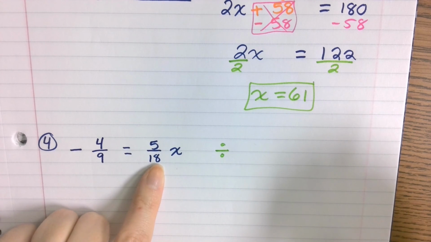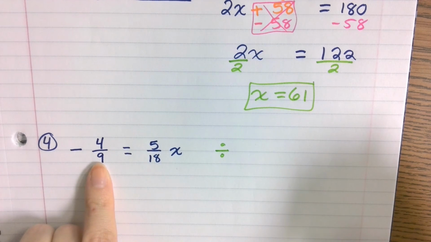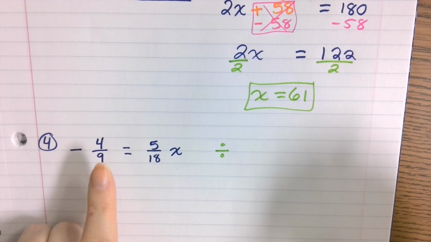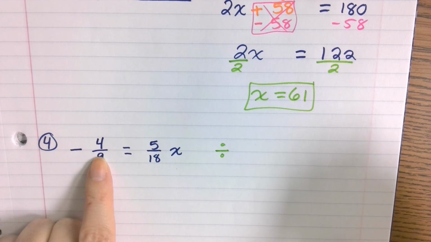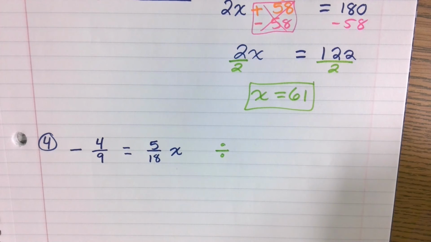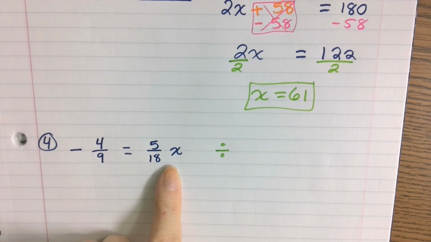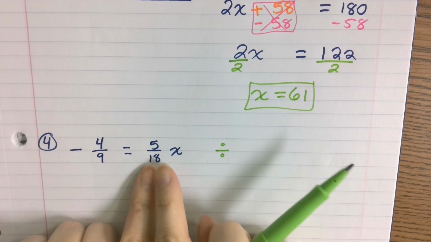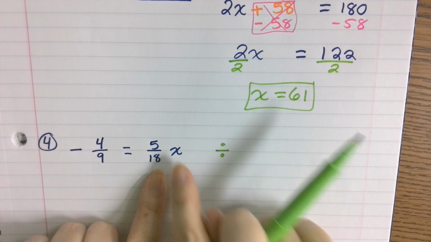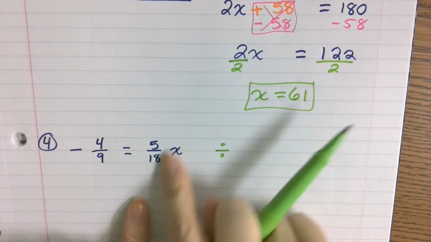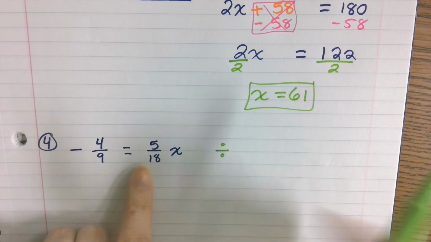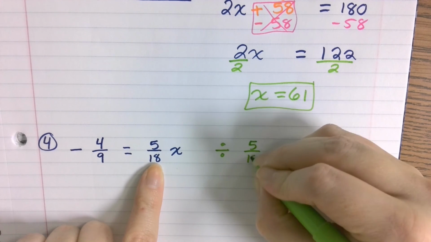You guys tend to mess up and you'd say, oh, I'm going to divide by negative 4/9. Why are we not dividing by negative 4/9? How do you know which number you're supposed to divide by? Gabriella? It's the number that's attached with the x. You have to get x by itself. So the numbers that you're using are the numbers that are currently with x. You want to get x isolated, so you got to get rid of whatever is with the x value. So we're going to divide both sides by 5 over 18.